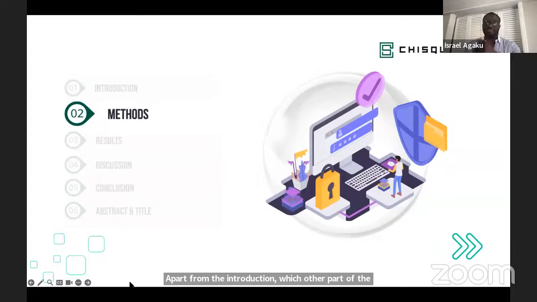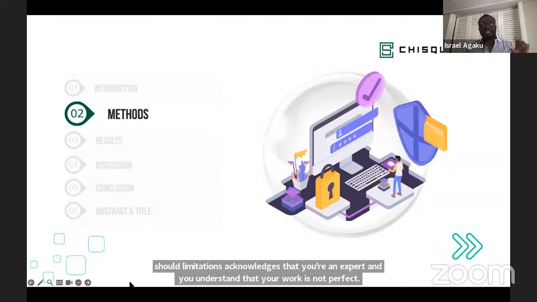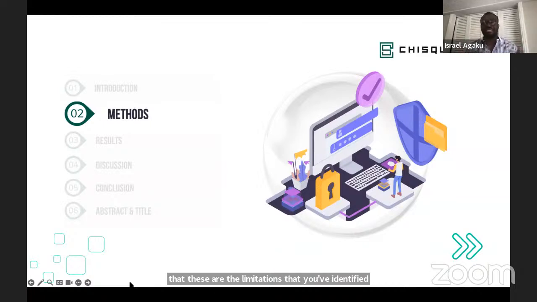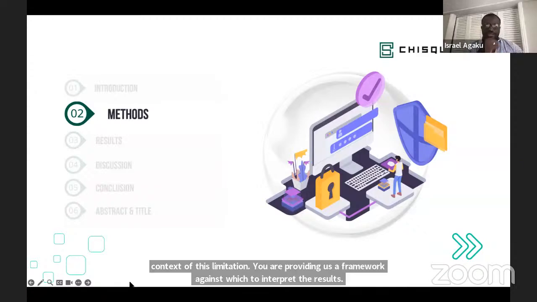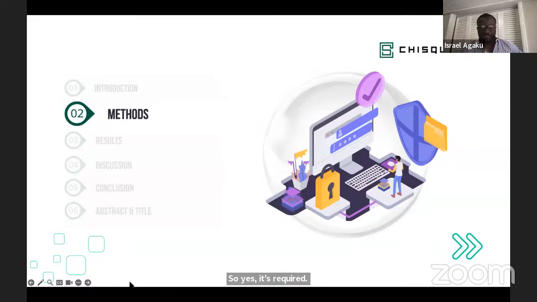Everything is subject to plagiarism. And yes, the limitations section is required for most journals. The limitations acknowledge that you're an expert and you understand that your work is not perfect, and that these are the limitations that you've identified. And hence, it's not just about listing the limitations, it's about saying, please, when you read the results, read them in the context of these limitations. You're providing us a framework against which to interpret the results. So yes, it's required, because without that, we don't know how to interpret the results.